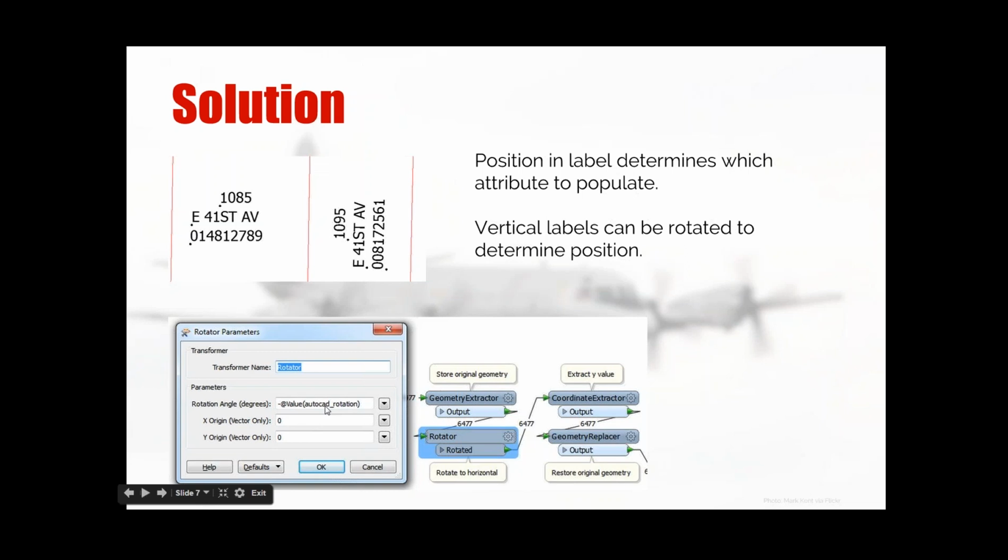But before we do that, because these actually are state plane coordinates and they're quite a long way from zero, if we rotate one way and rotate the other way, they might not get back exactly where they started out. So we're going to start with a geometry extractor, which is like a checkpoint. It just grabs the geometry at that point and stores it in an attribute. We rotate it into position, extract the Y value as an attribute, and then replace the geometry from that checkpoint. So whatever changes we've made to the geometry have been discarded.